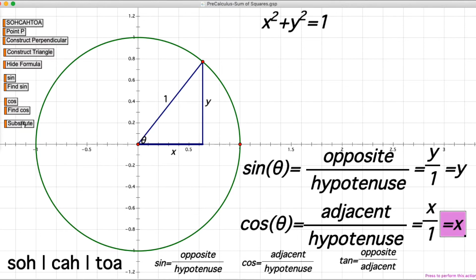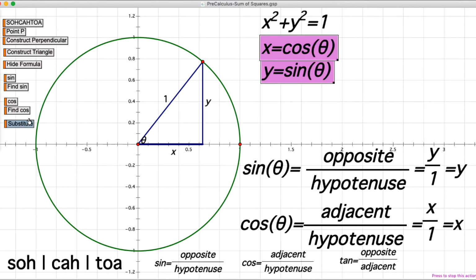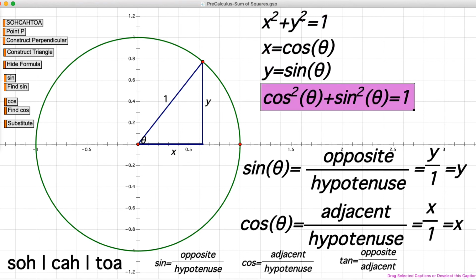Now that we've established that x equals cosine theta and y equals sine theta, we can then substitute into our original formula and find that cosine squared plus sine squared equals 1, which is one of the most integral identities we will use with trigonometric functions. Many of the other identities we use derive from this.